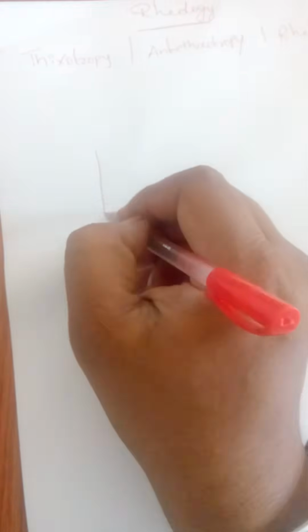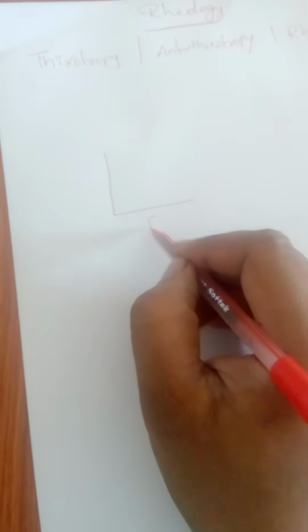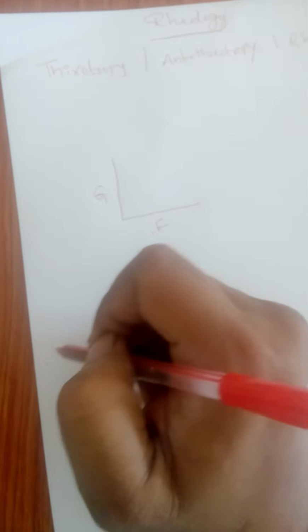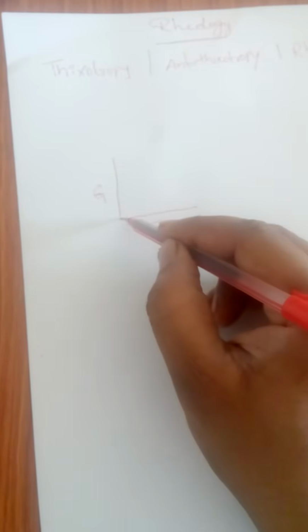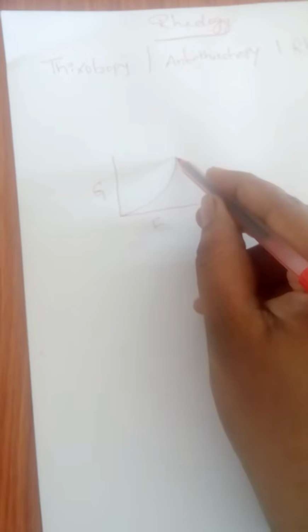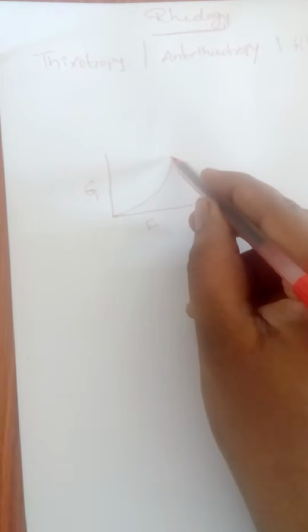So, if we see in rheology, it is best explained using rheograms. The x-axis is shear stress and the y-axis is rate of shear. For a pseudoplastic or shear thinning material, when we apply shear stress, the rate of shear slowly increases. This increase in rate of shear is due to the decrease in viscosity.